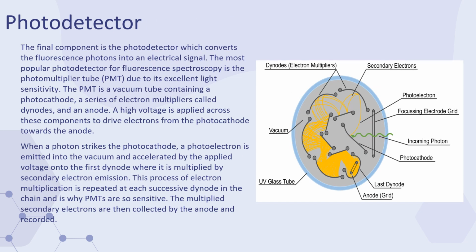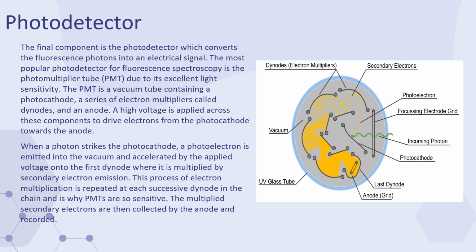Then comes the photodetector. The final component is the photodetector, which converts the fluorescence photons into an electrical signal. The most popular photodetector for fluorescence spectroscopy is the photomultiplier tube, due to its excellent light sensitivity. The PMT is a vacuum tube containing a photocathode, a series of electron multipliers called dynodes, and an anode. A high voltage is applied across these components to drive electrons from the photocathode towards the anode.